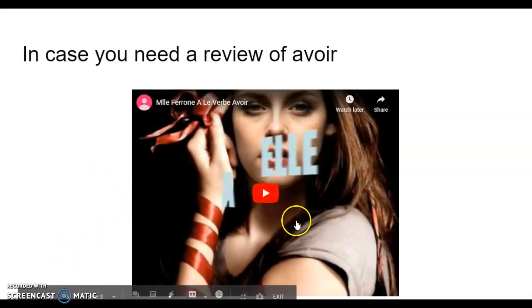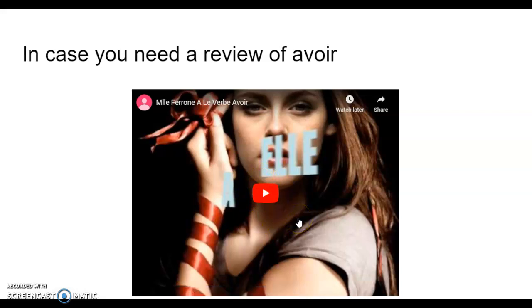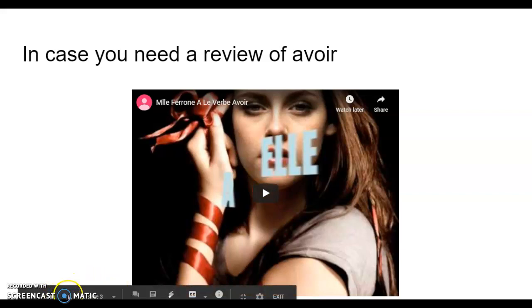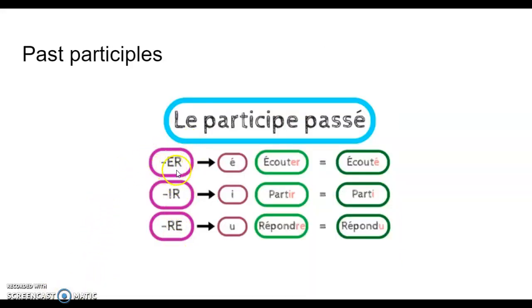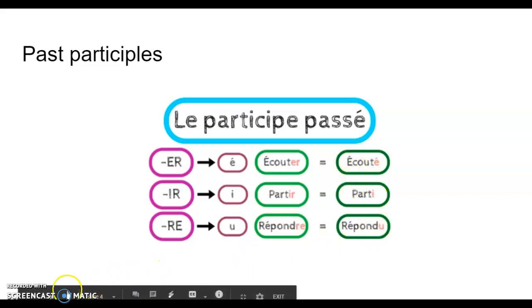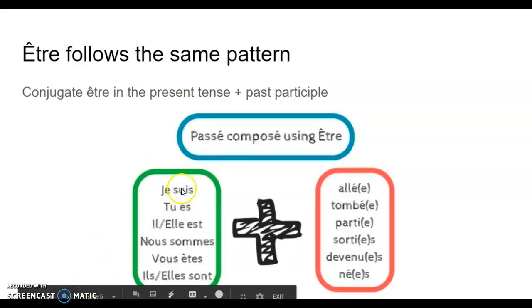If you need a review of avoir, and how it is conjugated in the present tense, there's a song, and I'm not going to inflict that on you right now. And then a reminder of the past participles. If it's an ER verb, you drop the R and add an accent. If it's IR, you drop the R and it ends in an I. And if it's RE, you drop the RE and end with a U. So hopefully that's ringing some bells and you're remembering that from the last unit.